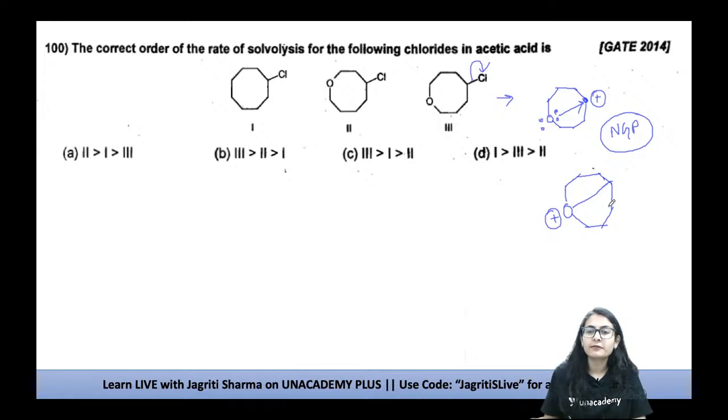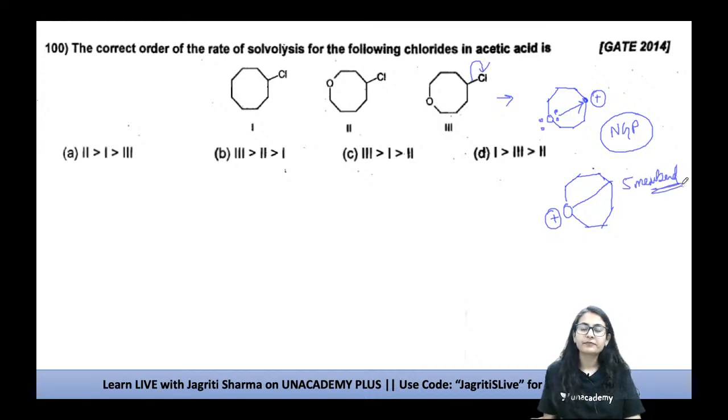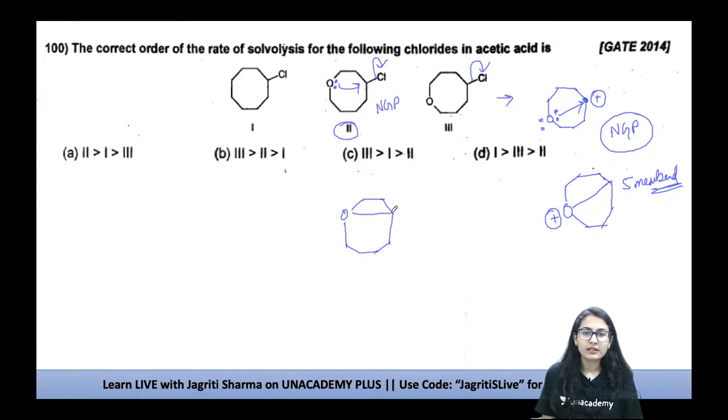Alright, so this is a 5 membered ring which is forming. 1 2 3 4 and 5. A 5-membered stable ring is forming in this case. However, you also have an oxygen in the second case as well. So you can say that there is going to be NGP once again. But what is the intermediate that you get? And is it more stable or less stable?